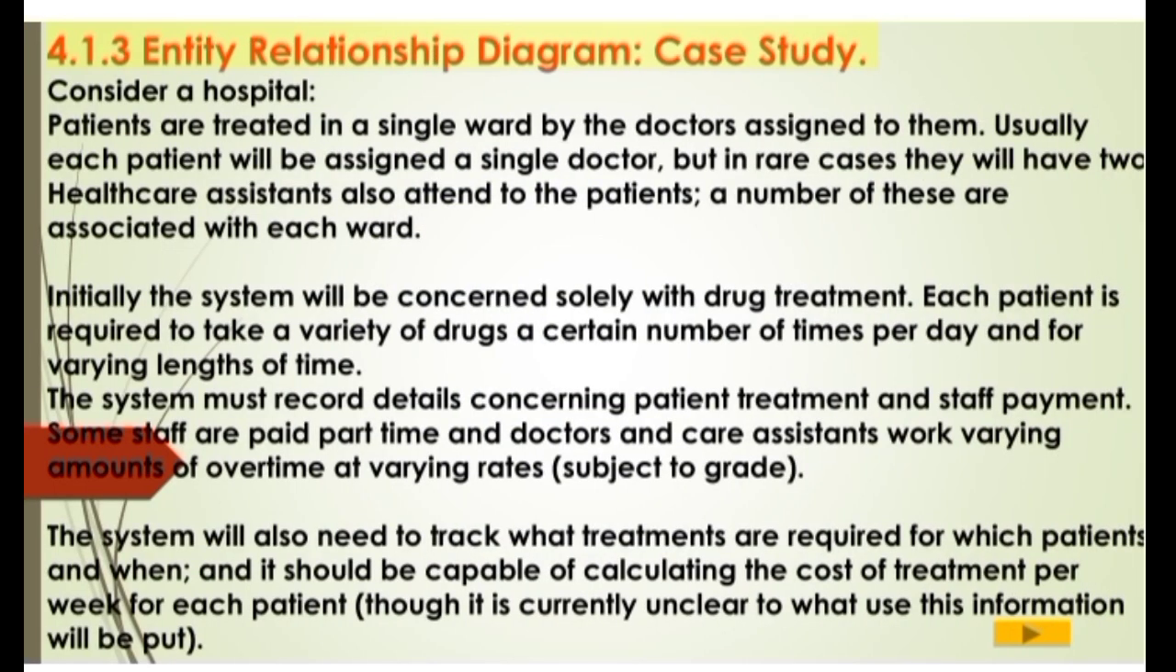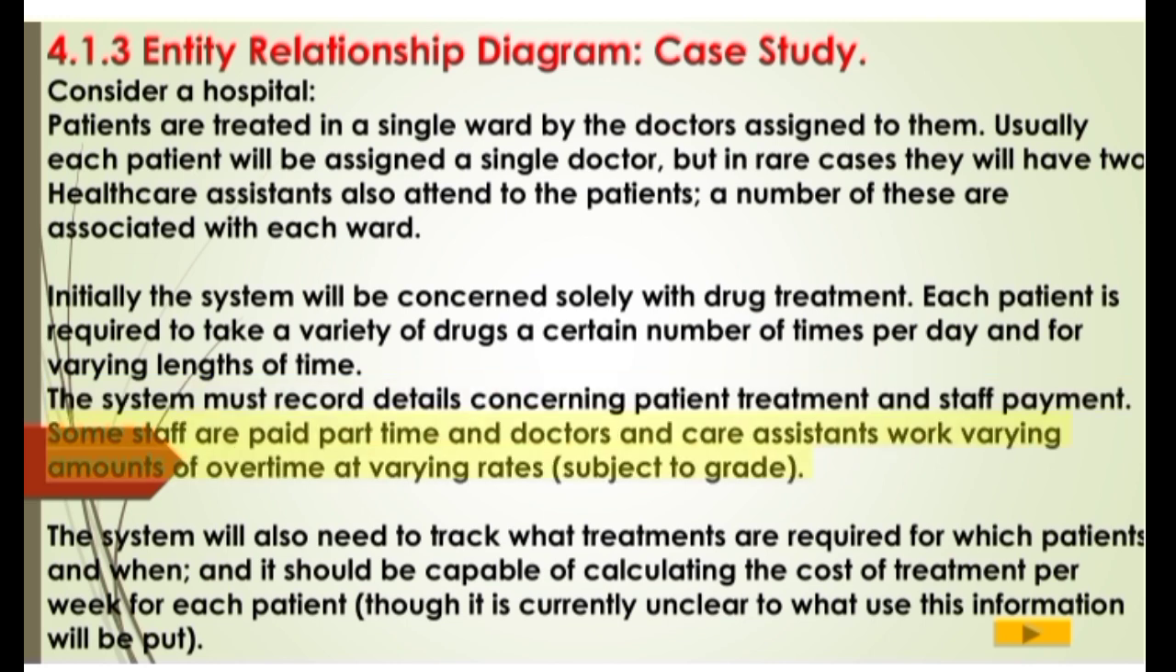4.1.3 Entity Relationship Diagram. Case study. Consider a hospital. Patients are treated in a single ward by the doctors assigned to them. Usually each patient will be assigned a single doctor, but in rare cases they will have two. Healthcare assistants also attend to the patients. A number of these are associated with each ward. Initially, the system will be concerned solely with drug treatment. Each patient is required to take a variety of drugs a certain number of times per day and for varying lengths of time. The system must record details concerning patient treatment and staff payment.